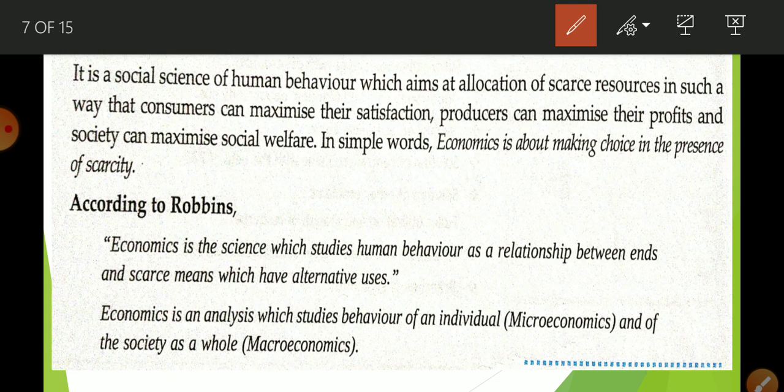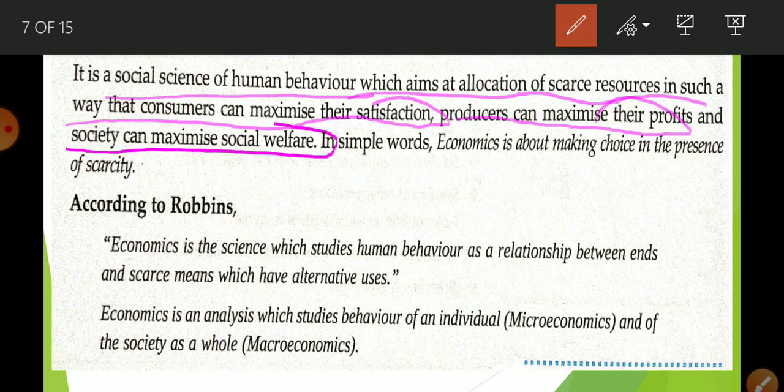Okay, students, so let me start. What is the meaning of economics? It is a social science of human behavior which aims at allocation of scarce resources in such a way that consumers can maximize their satisfaction, producers can maximize their profit, and society can maximize social welfare.